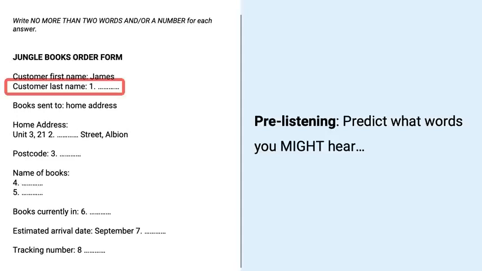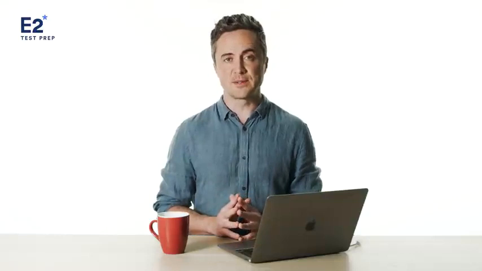For example, here it says customer last name. You know that you're going to be listening for a surname. Or for the next one, number 2, you're listening for the name of a street. Number 3, a postcode. Number 4 and 5, the names of books. Number 6, where something currently is. Number 7, a date. And number 8, a number. This one's straightforward.